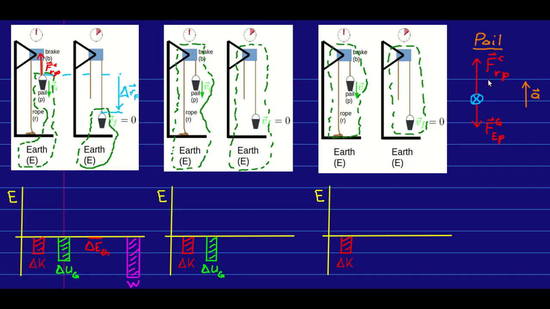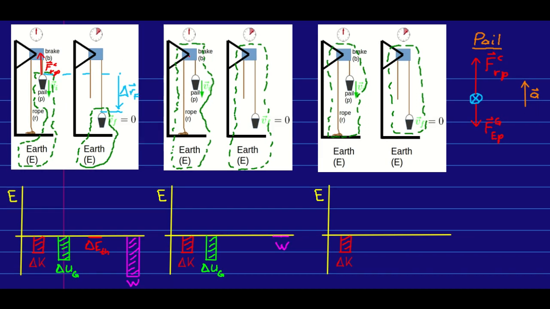However, now both of the forces acting on the pail are internal to our system, and so they do no work. The support that is holding the brake must be exerting a force on the brake. However, the point of application of that force doesn't move, and so that force does no work, and so we don't have to worry about it.